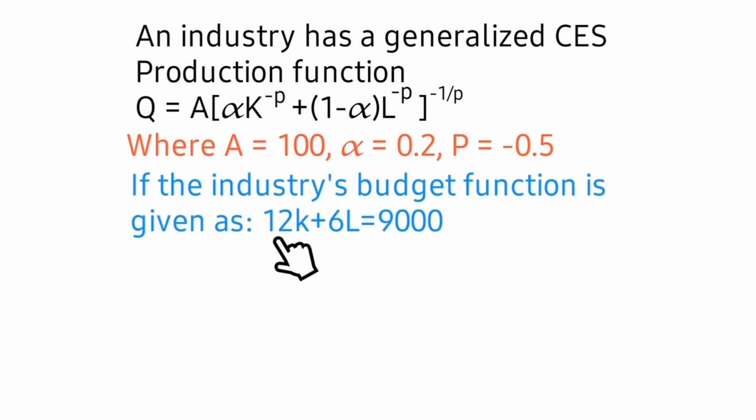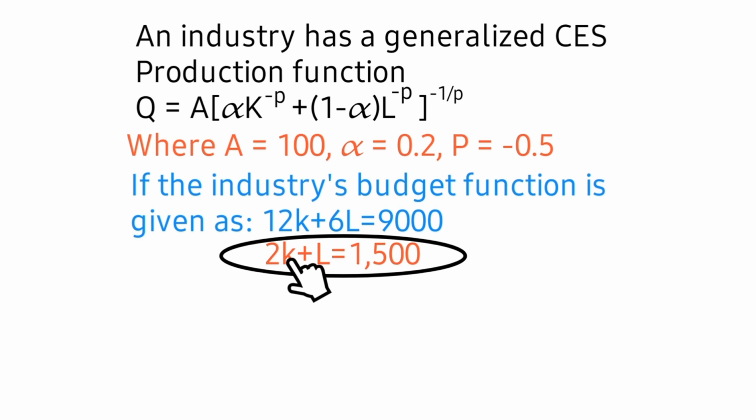First of all, we're going to reduce the industry's budget function to the barest minimum by dividing through by 6. 12K divided by 6 gives 2K, plus 6L divided by 6 gives 1L, because 6 divides 6 gives 1. 9,000 divided by 6 gives 1,500. So we'll be working with this as the industry's budget function instead of this.